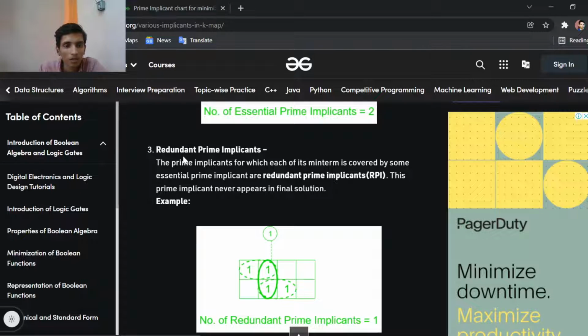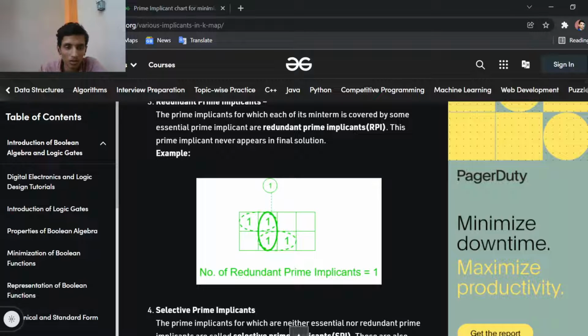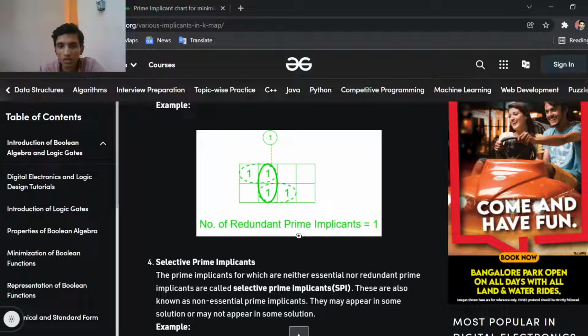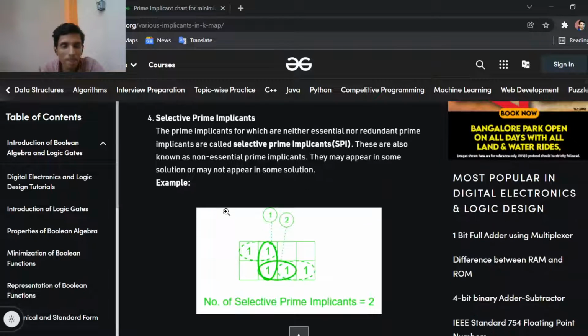Now the next thing is redundant prime implicants. By definition, the prime implicants for which each of its minterms is covered by some essential prime implicant are redundant prime implicants. These prime implicants never appear in the final solution. Here we can see this middle one is a redundant prime implicant because it's not going to appear in our final solution. So the number of redundant prime implicants is 1.